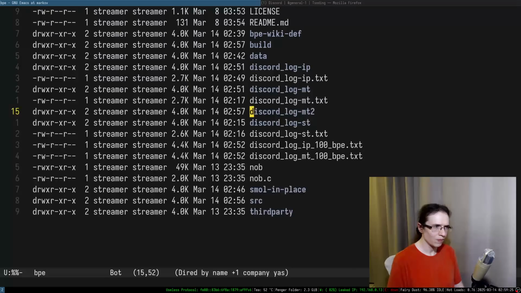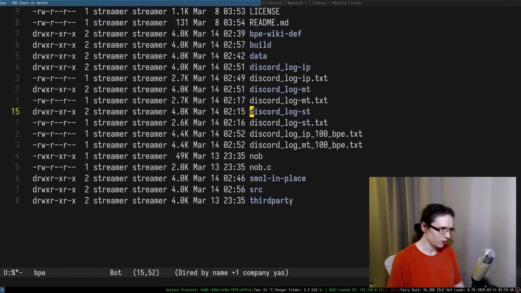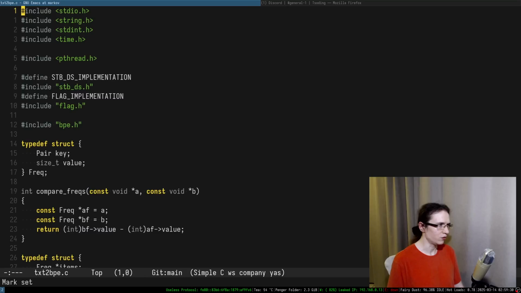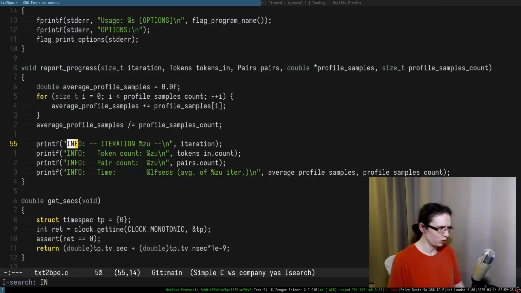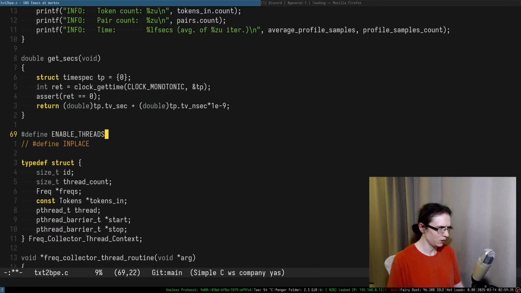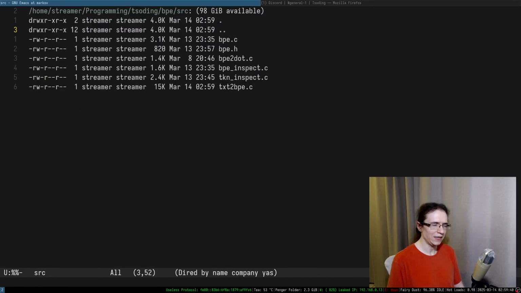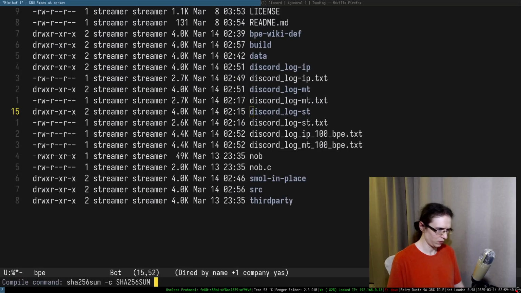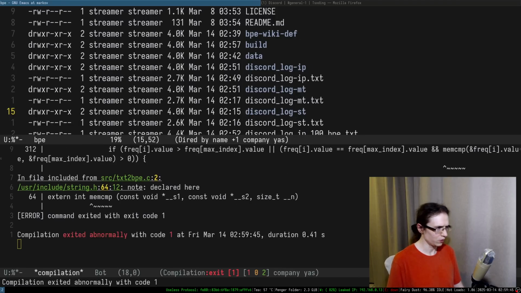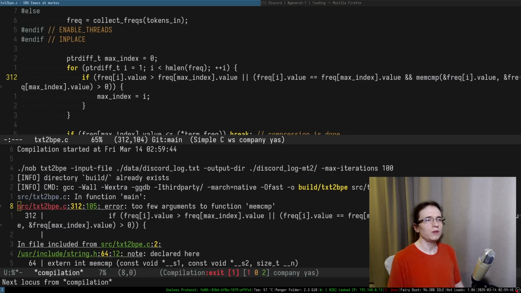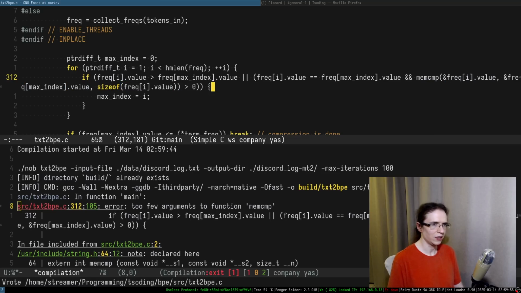I'm going to remove MT2 because I actually want to rerun this stuff with multi-threaded. I disabled multi-threaded, but I think I should try to do it one more time, because it's going to create a completely different order. Oh, memcmp, too few arguments. I also have to provide the size of the value in here. I completely forgot about that, so it has to be size.